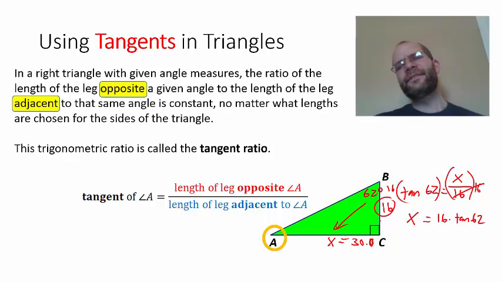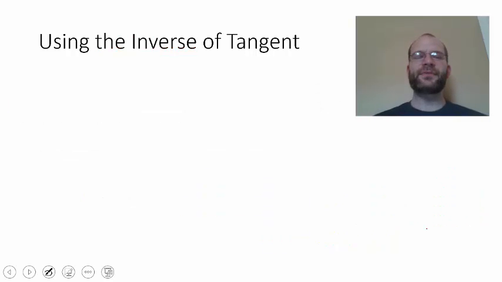What happens if we know the lengths of the opposite and adjacent sides, but we don't know the angle? Let's look at that. In that situation, we use something called the inverse of tangent. In other words, we want to work backwards.